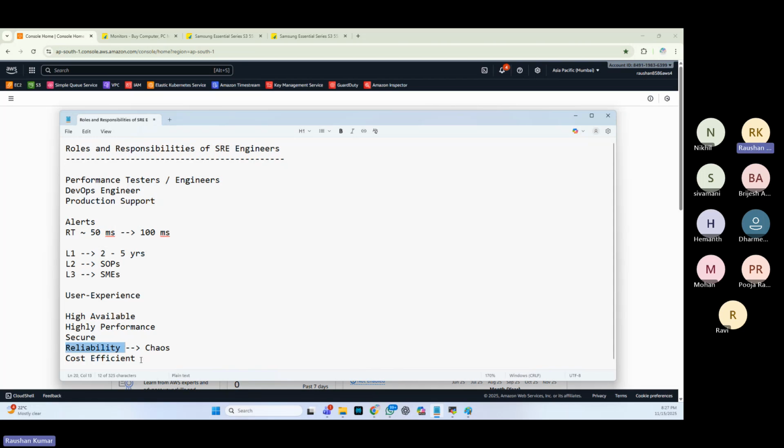And obviously, cost efficiency, friends. If I give you a solution, but I don't talk about the cost efficient way, it's not going to fly, friends. So all these things play a very important role for the SRE engineer, and we deal with production. That is the most important thing about being an SRE engineer.